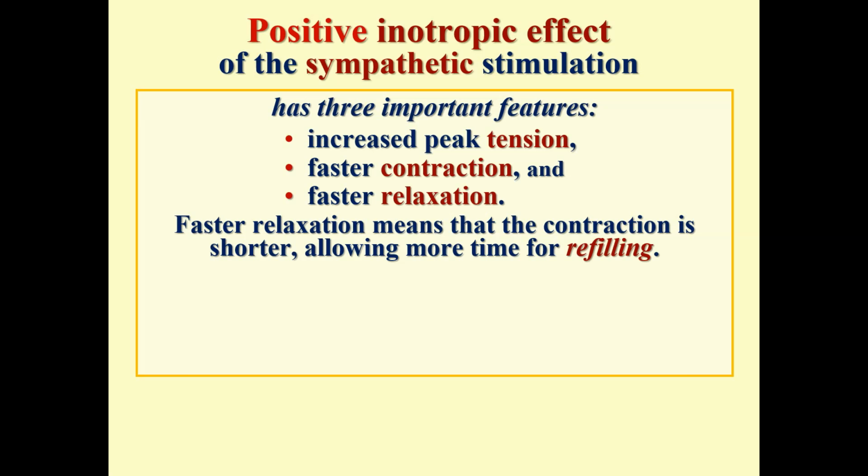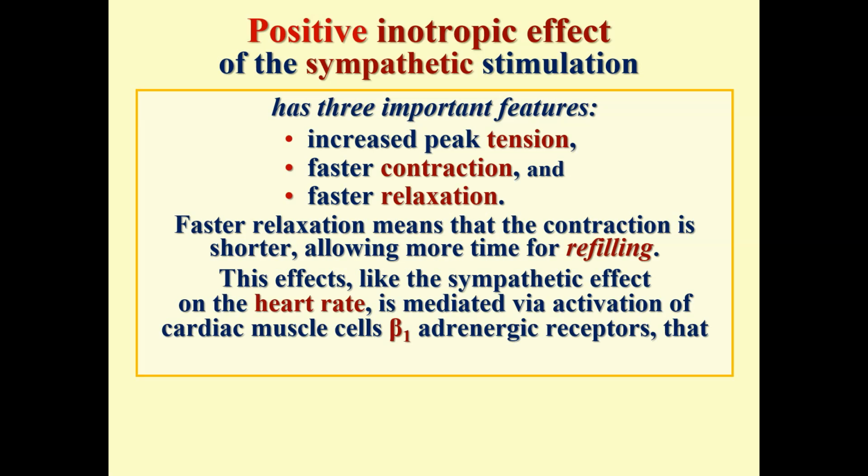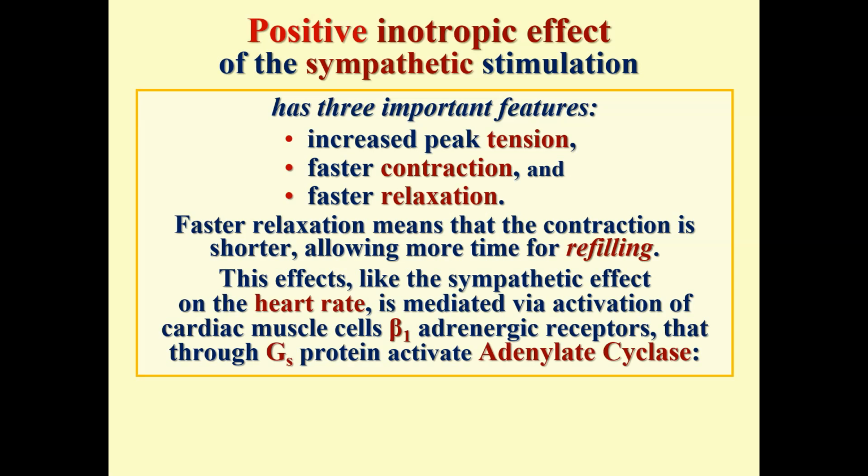But if we consider the full contraction with three stages, if you remember, the latent period, then the period of contraction, and the period of not relaxation, but restoration of initial length. If restoration of initial length comes faster, it also makes the whole contraction shorter as a full 3-stage process. So these effects are mediated through the same beta-1 adrenergic receptors, but located now in the membrane of the cardiac contractile muscle cells. And again, here there's a GS stimulating protein that activates adenylate cyclase.